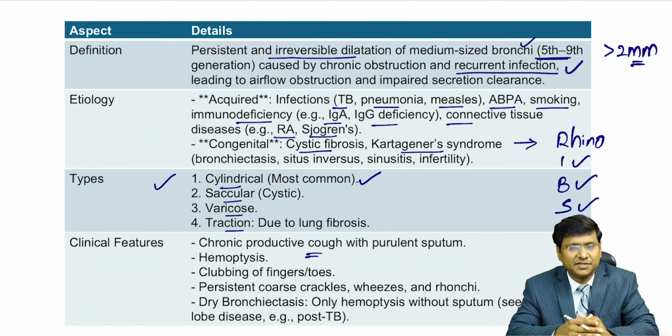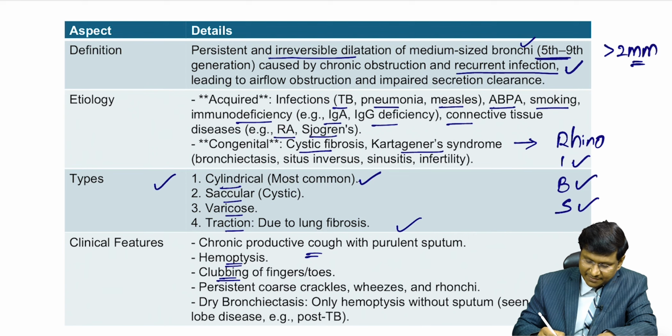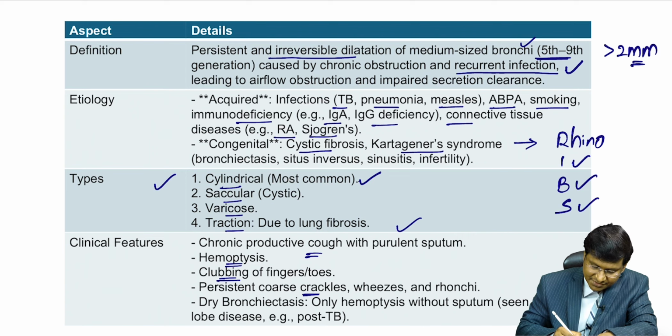On examination, these patients will have clubbing. And because there is accumulation of mucus within the airways, when you auscultate these patients, you have crepitations, and these crepitations are leathery crepitations, right? Because of the accumulation of mucus within the airway, there is airway narrowing, and that will cause the development of wheeze as well as rhonchi.